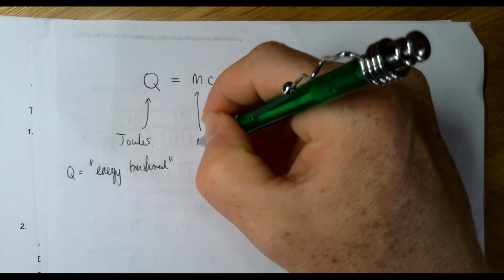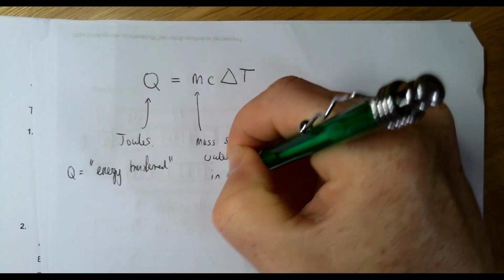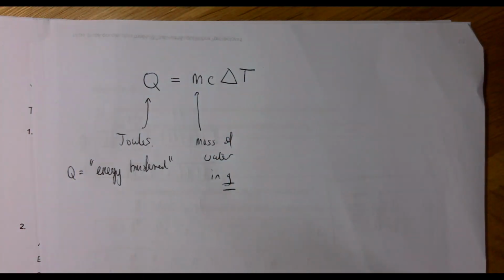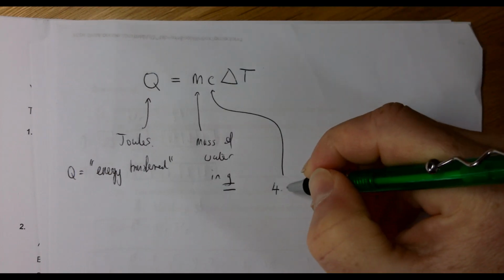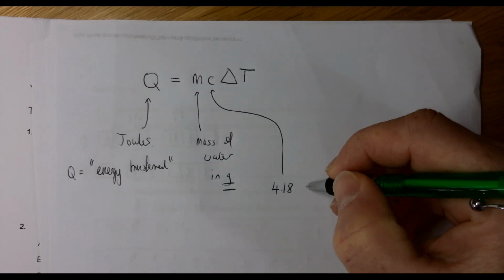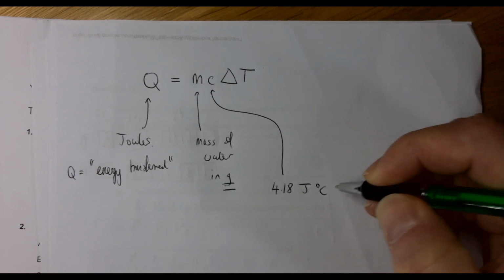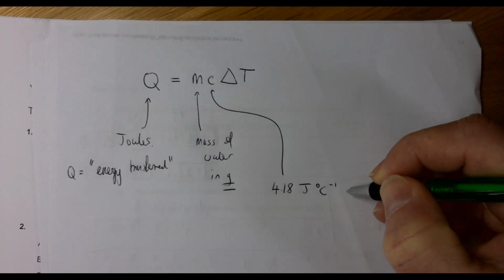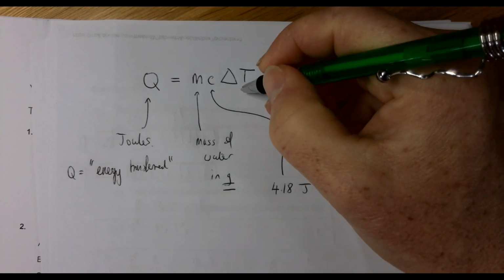This is the mass of the water, and we want that in grams. And C is the specific heat capacity of water, which is always given as 4.18. You can work out the units from the equation, but the units are joules per Kelvin, or per degree C if you like, per gram, but that's given to you. And delta T is the change in temperature.